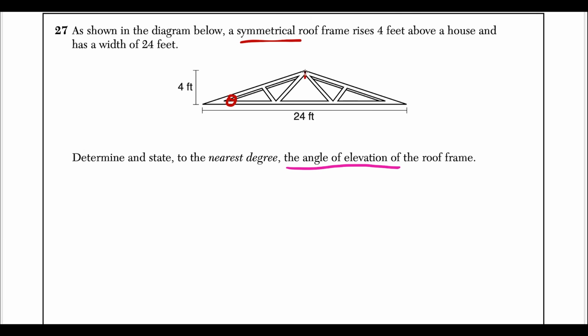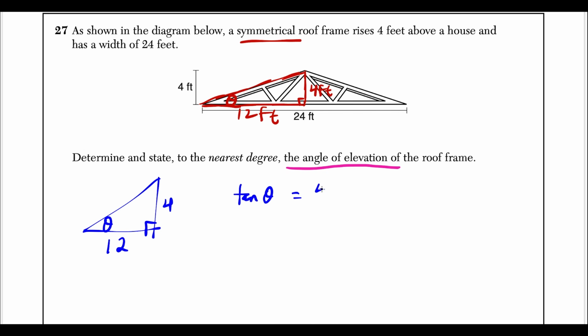So if I go ahead and drop down this altitude here, they told us the roof goes up 4 feet above. So this I could label as 4 feet like this, but since this is symmetric, I could go ahead and chop out this right triangle here. And the base of this right triangle is going to be 12 feet because once again, this roof is symmetric. So what we could do is extract that triangle over here. So we have a right triangle. We'll call this angle theta, and then this side is going to be 4, this side is going to be 12. So what we know is that tangent of theta is equal to 4 over 12.